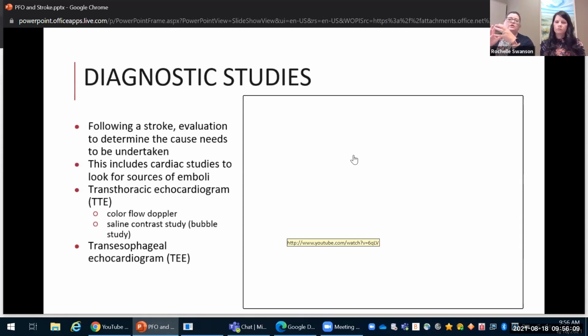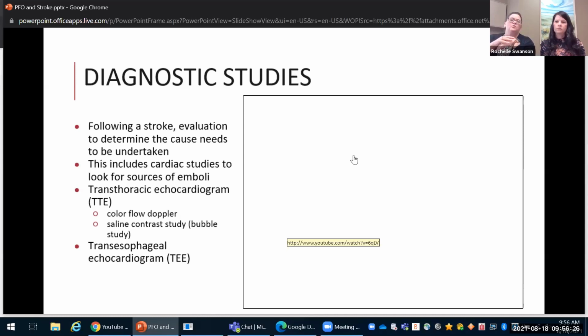So when we're looking at the studies that are done, they may do a color flow Doppler. And that's where they're looking at red blood and blue blood, so oxygenated blood and non-oxygenated blood, and they're watching that flow to make sure that it's following the path through the heart that it should, and that it's not crossing over.